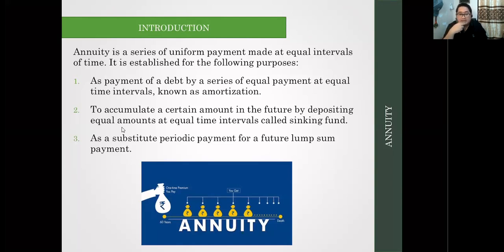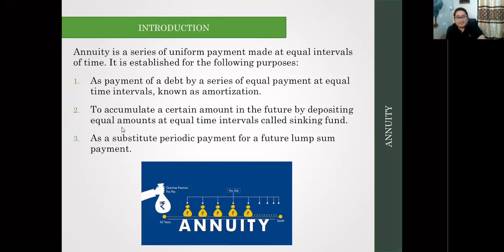Okay? Then next is to accumulate a certain amount in the future by depositing equal amounts at equal intervals called sinking fund. So let's say may kailangan tayong i-repair o meron tayong kailangan i-maintenance in 5 years. So para hindi mabigat sa bulsa yung amount na yun in 5 years, gagawin natin, mag-amortize tayo ng amount every year para malaman natin yung magiging value natin o yung makuha natin yung kailangan nating amount at the end of 5 years or n years.